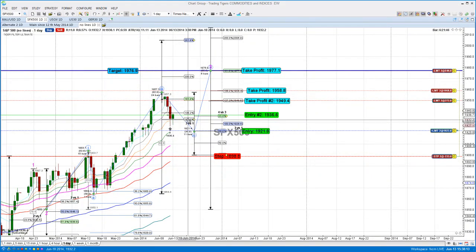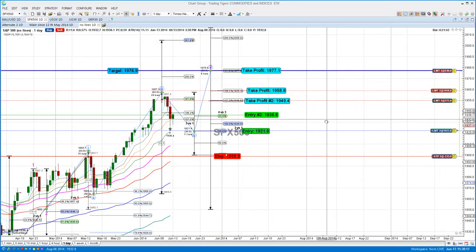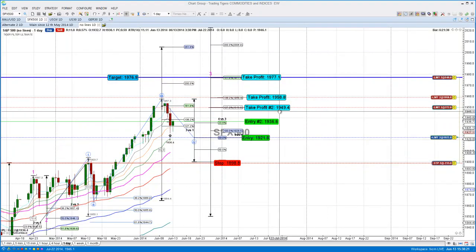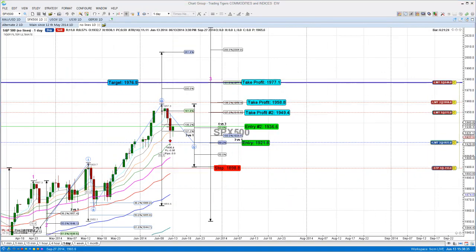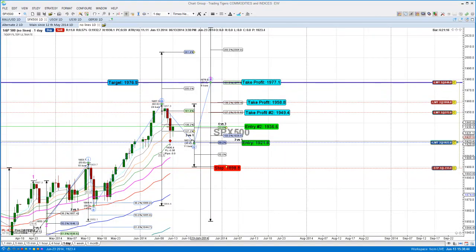So we're looking for price now to take us to our targets. We have targets at 1949 and 1958. Also a target at 1977.1, that will actually complete our wave, and that's where our target is going to head up to.